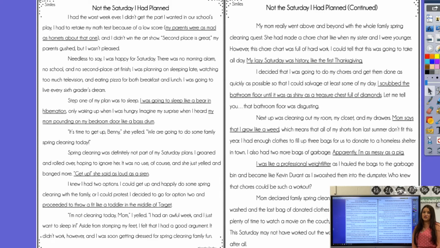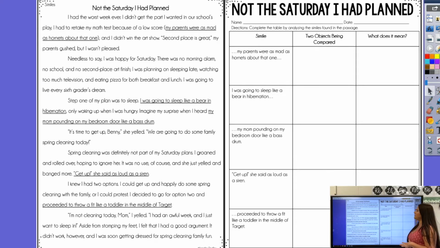Let's go ahead to our chart. The first example of figurative language in our text is my parents were as mad as hornets about that one. Let's think about what are the 2 objects being compared. Who were mad as hornets? His parents were, okay? So the other thing that we're comparing is what? Hornets. Very good. So we are going to write parents and hornets.